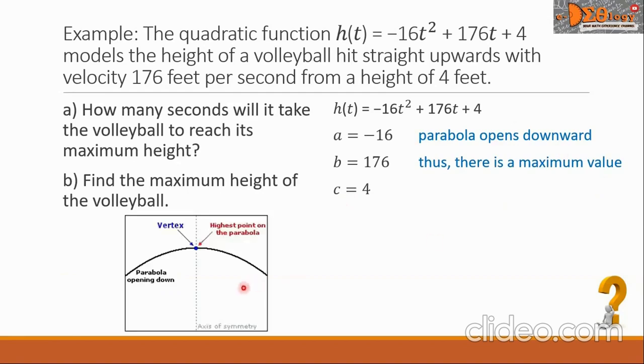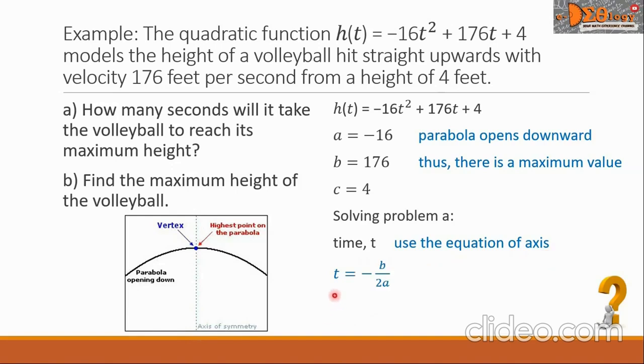Here is a figure of a parabola that opens downward, and the highest point is what we call the vertex, and the k value is the maximum. And this line here is the axis of symmetry. Now, let us solve for A, and that is finding the time t. In here, we're going to use the equation of the axis of symmetry. And the formula is t equals negative of the fraction b over 2a.